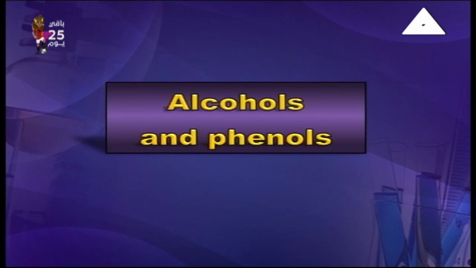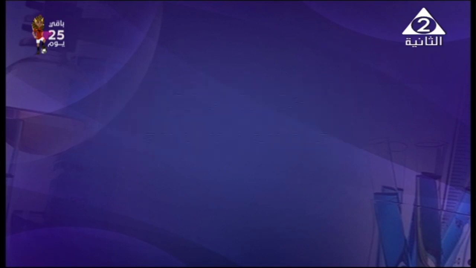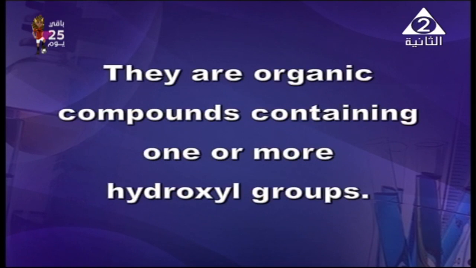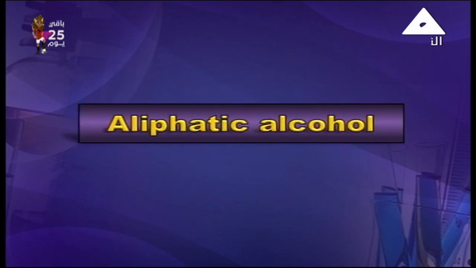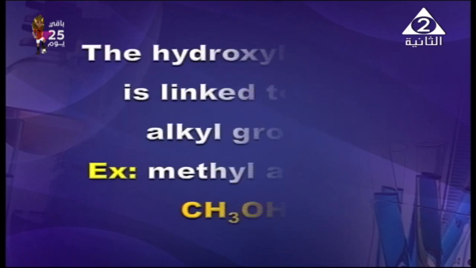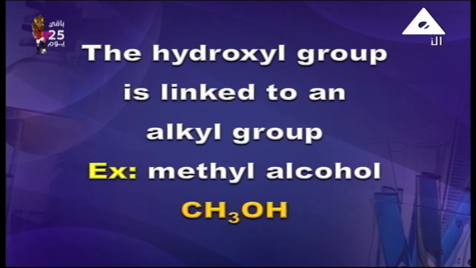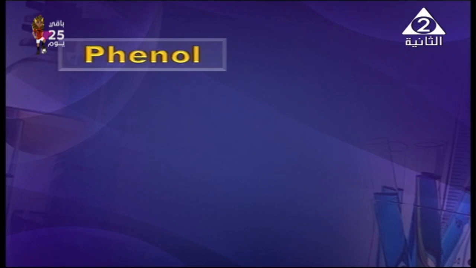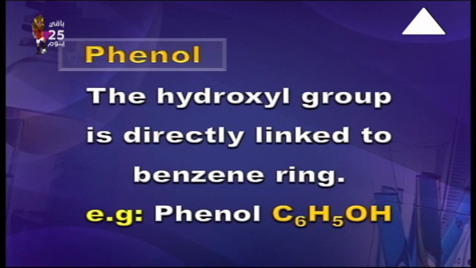Now we are going to discuss alcohols and phenols. They are organic compounds containing one or more hydroxyl groups. In aliphatic alcohols, the hydroxyl group is linked to an alkyl group, for example, methyl alcohol, CH3OH. In phenols, the hydroxyl group is directly linked to the benzene ring, for example, phenol, C6H5OH.